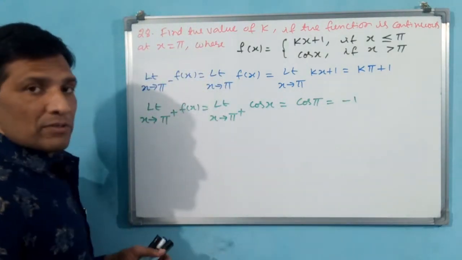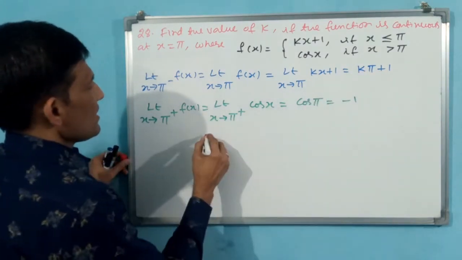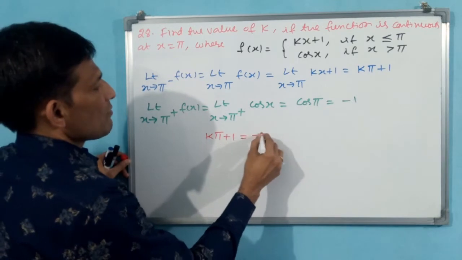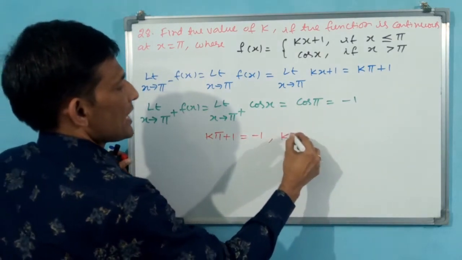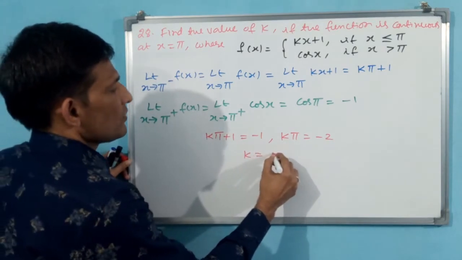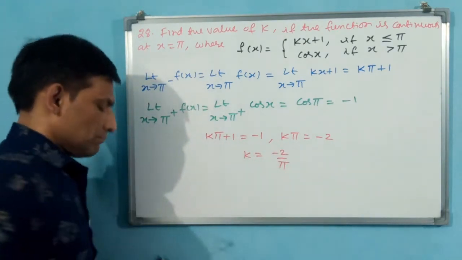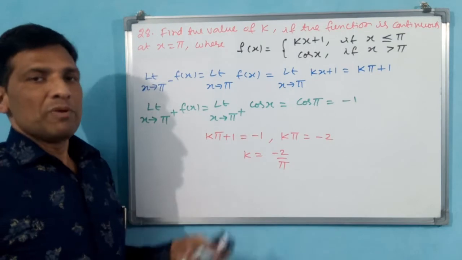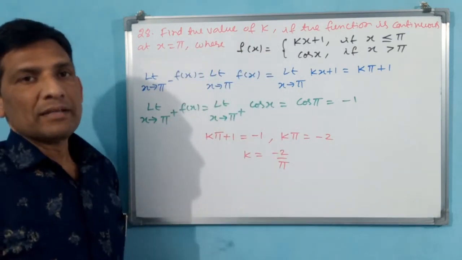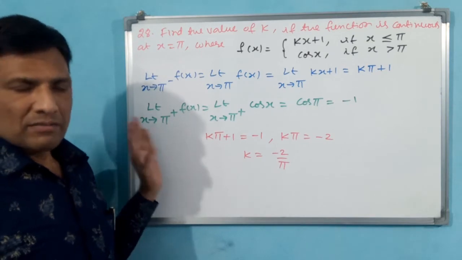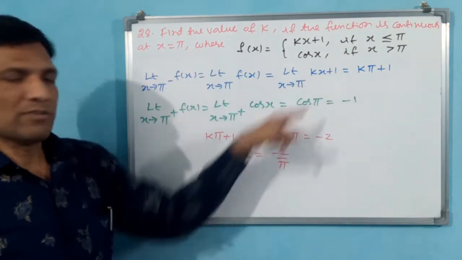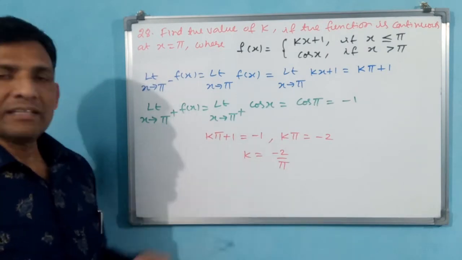Now what you are going to do? You are going to equate both of them. That means you see k pi plus 1 is equal to minus 1, k pi is equal to minus 2, or k is equal to minus 2 by 5. This will be your answer. Why? Because find the value of k. K value is minus 2 by 5. Some steps you have to write. Left hand limit is equal to main limit is equal to right hand limit. Like you have to write and you have to equate these two. You have equated already. Okay.